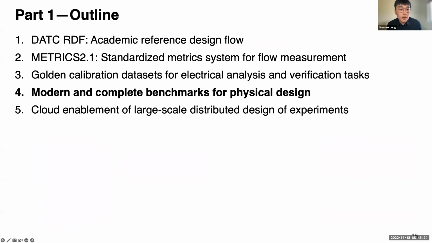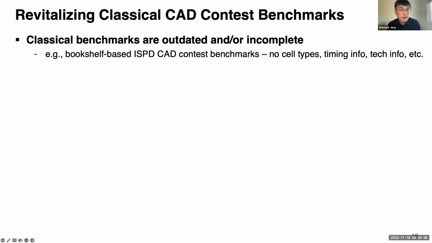Now I will explain our fourth activity, which is the modern and complete benchmarks for physical design. First, the classical benchmark revitalization. As you already know, there have been several classical benchmarks from CAD contests, but they are either outdated or incomplete. For example, people have been using the ISPD placement benchmarks, which are written in Bookshelf format, a very old format. The Bookshelf format doesn't have cell type, timing information, or technology information.